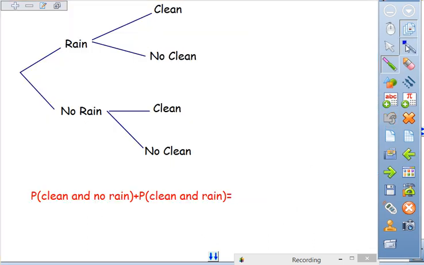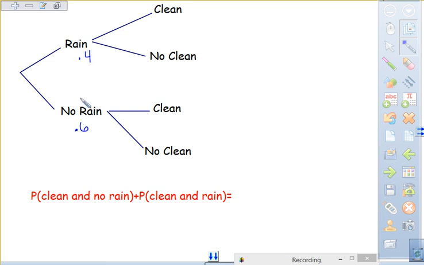Here's a tree diagram. There's a 40% chance that it's going to rain. There's a 60% chance that it's not going to rain. Those two complements add up to 100. If it's raining, there's a 90% chance that I'm going to clean, which means if it's raining, there's a 10% chance I won't clean. If it's not raining, there's a 50% chance I'm going to clean. The complement of that would also be 50%.